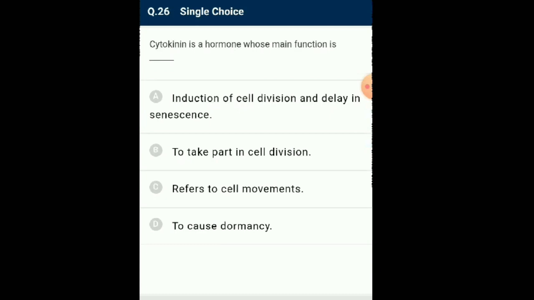Question number 26. Cytokinin is a hormone whose main function is. Cytokinins are the class of plant growth regulators which primarily promote cell division in plants. G. Haberlandt in the year 1913 first detected the presence of cell dividing substances in cells of plants. So the answer for this question is option A. Induction of cell divisions and delay in senescence.